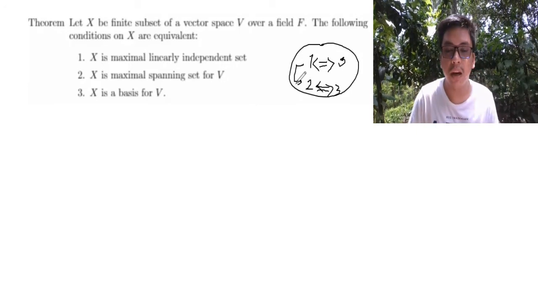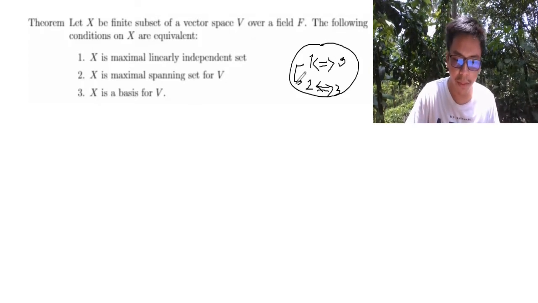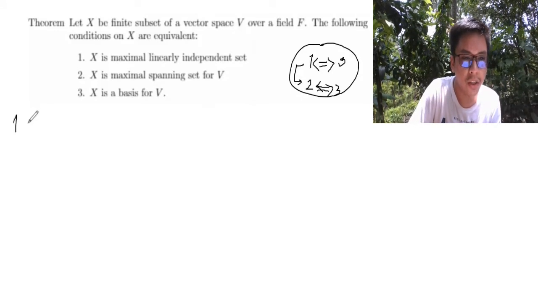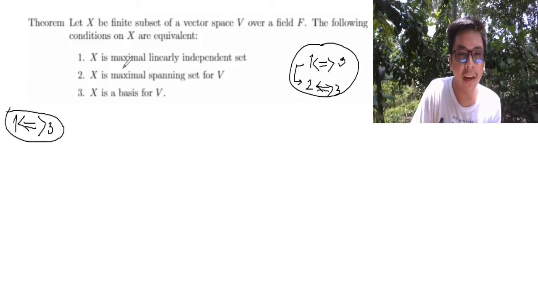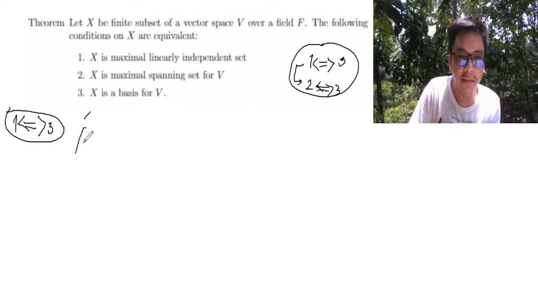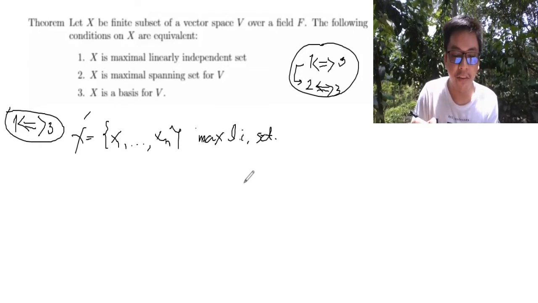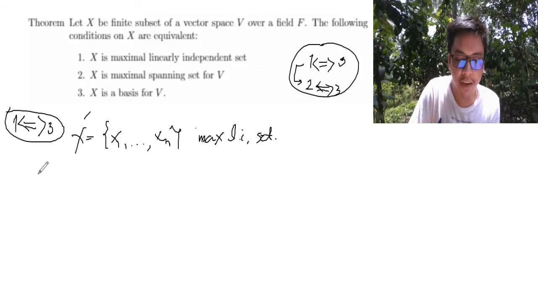Okay, so let's start with the idea of proving that 1 if and only if 3. So I'm going to show here this proof. If X is a maximal linearly independent set, so what could that be? I'm assuming that X is the set x1 up to xn. Again, this is a maximal linearly independent set. Okay, what does it mean? Take a non-zero vector v in V.